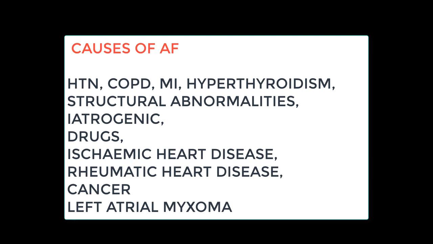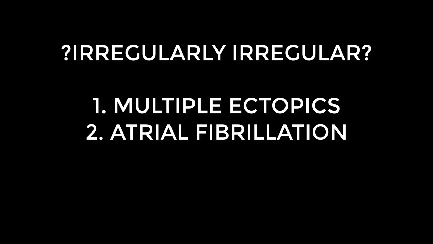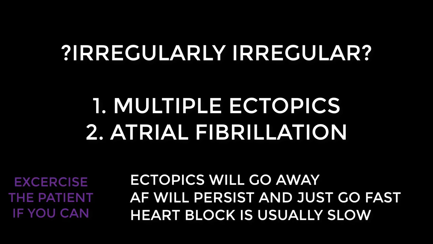There are two main explanations of an irregular pulse. One would be multiple ectopics, and the other AF, and how you would distinguish it is to exacerbate it, so you would exercise the patient. Ectopics will go away and you will have a regular rhythm, and AF will just go faster. And heart block, first, second, third degree heart block, is usually slow. So if you didn't have an ECG, that would be a good way of differentiating those things.